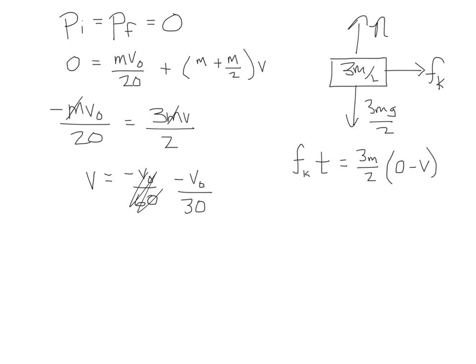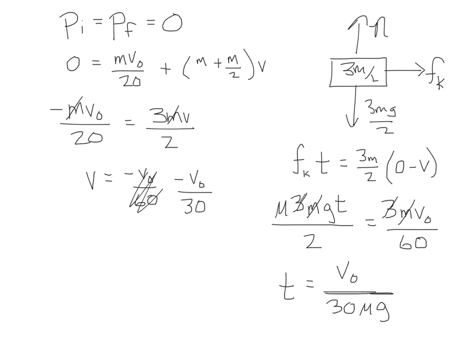So here we get the force of friction times time as my impulse, which is going to equal my total mass of 3m over 2 times my change in velocity, which is 0 minus v. So now I'm going to sub in for Fk, and I'm also going to sub in for v. We get mu times 3mgt over 2 equals 3m v0 over 60 once we sub everything in. Now I'm just going to cancel out my m's and the 3 on each side and rearrange to solve for t. I get t equals v0 over 30 mu g. Alright, so now we'll go on to parts D and E.